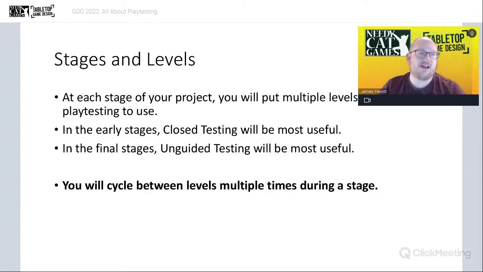So it says here, at each stage of the project, you will put multiple levels of testing to use, and you will cycle between them. You will find there's a bias in the early stages of the project towards closed testing, because in the test build where all bets are off, you can do what you like, closed testing is the most useful. And in the final stages when you're polishing, balancing, refining, unguided testing would be most useful, as I said a minute ago. So this is a cycle you will go through again and again and again.